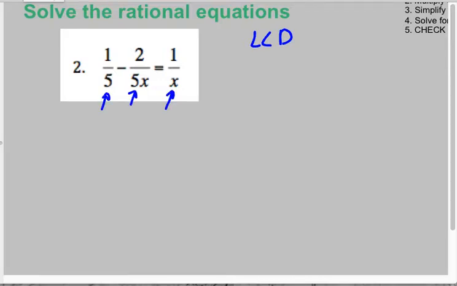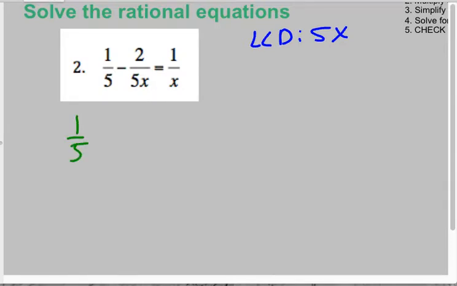I have a 5 here, 5x, and an x. I'm going to need a least common denominator of 5. That one 5 will cover a factor of 5 here and here. And we're also going to need an x. We have an x here and here, so we need at least one x. If there was an x squared in one of these, then we'd need an x squared to cover that. So the way I do it is this. Okay, first of all, 1/5.